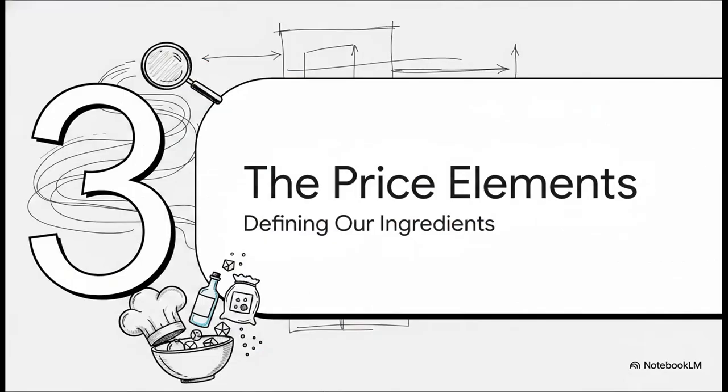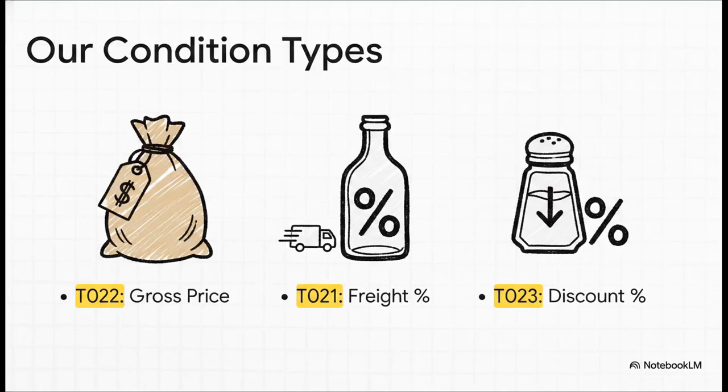Okay, foundation's in place. Let's keep this momentum going. We've built the search method, but it doesn't really know what it's supposed to be searching for yet. So now we need to define the actual ingredients, the specific price elements. For our little recipe here, we're going to create 3 main ingredients, or as SAP calls them, condition types. We'll have T022 for the gross price, T021 for a freight charge, and T023 for a percentage-based discount.